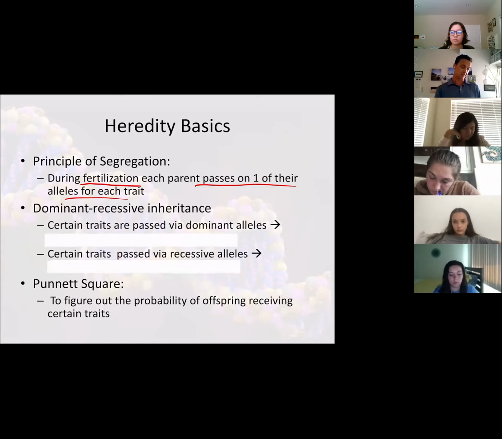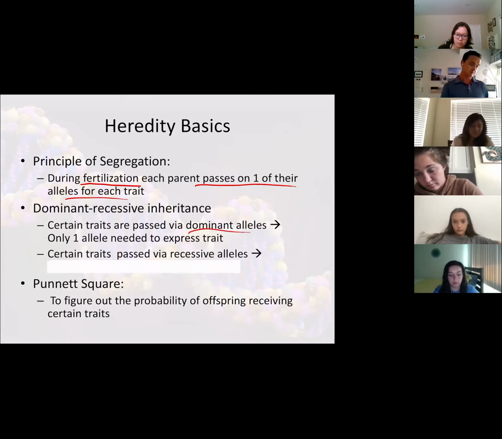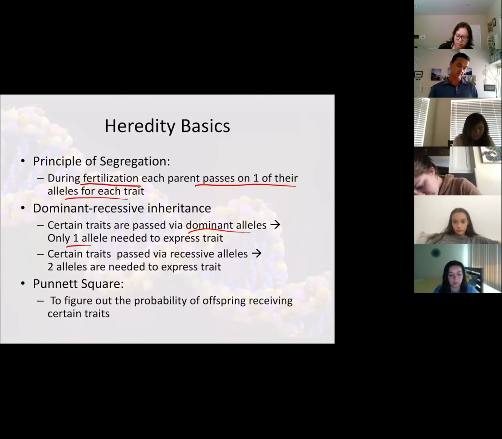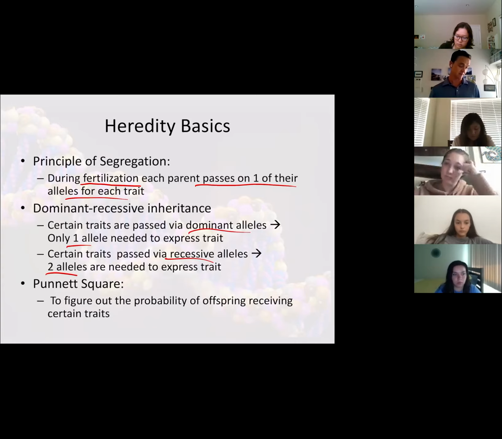Okay. And then this idea of dominant recessive inheritance. Certain traits are passed via dominant alleles, like we just talked about, and only one's needed. Certain are passed via recessive, and then both alleles are needed to actually see that trait show up in the phenotype. Okay, the one that we can actually see in the way that the person looks, or the traits that the person has.